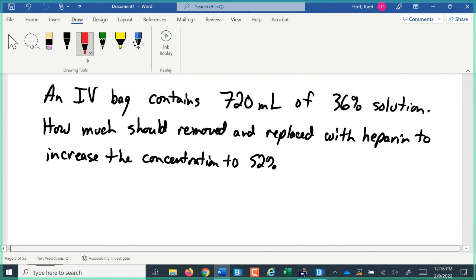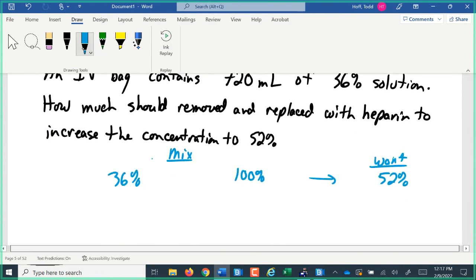We want to increase its concentration to 52%. So what we are mixing here, the 36%, and then the heparin is a purification. That is 100% solution, not diluted at all. And we want to get a 52% solution. The only amount we know is that we have 720 milliliters in the bag. We'll have that much in there when we have the desired amount. 100% is going to be the amount removed and replaced.